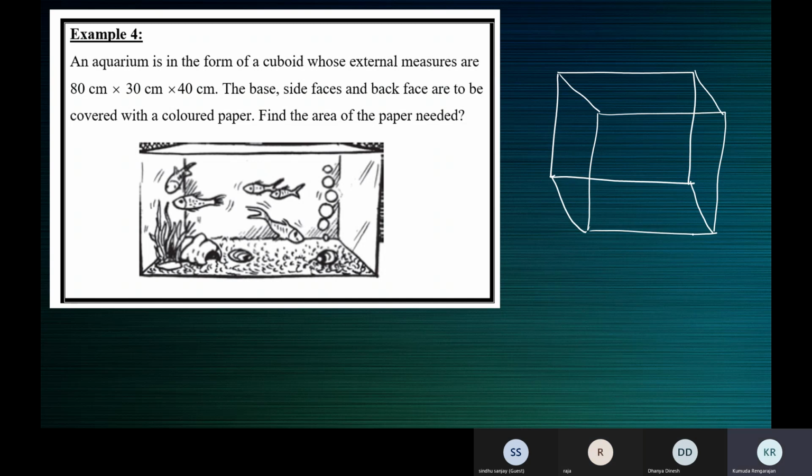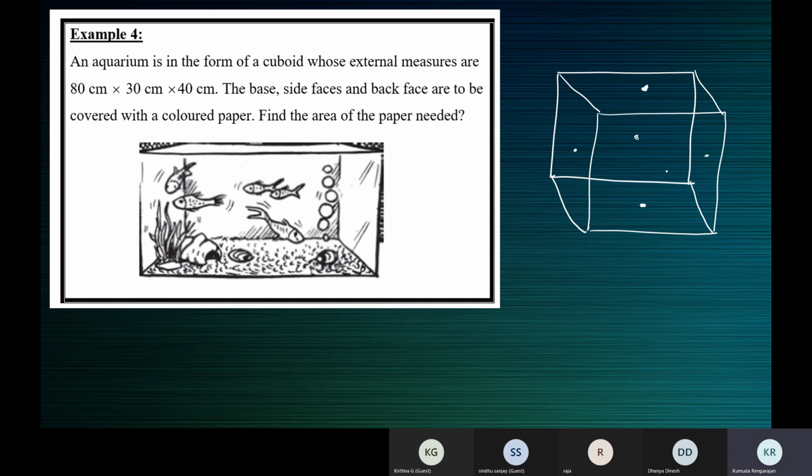All right, children. So see the cuboid here. This is the top face of the cuboid. This is the bottom face of the cuboid, correct? These two are the side faces. And this one here is the back face, and there's the front face also, which I cannot mark.